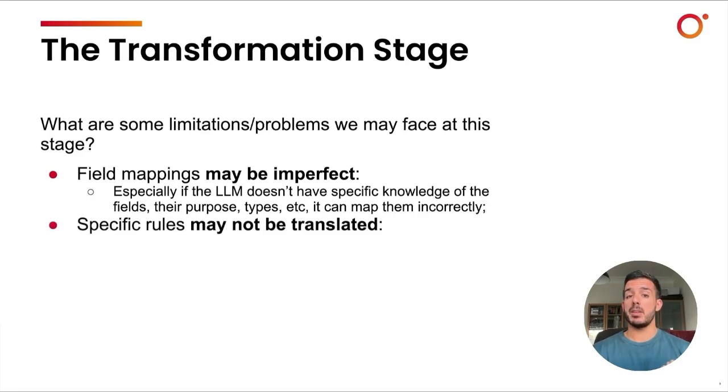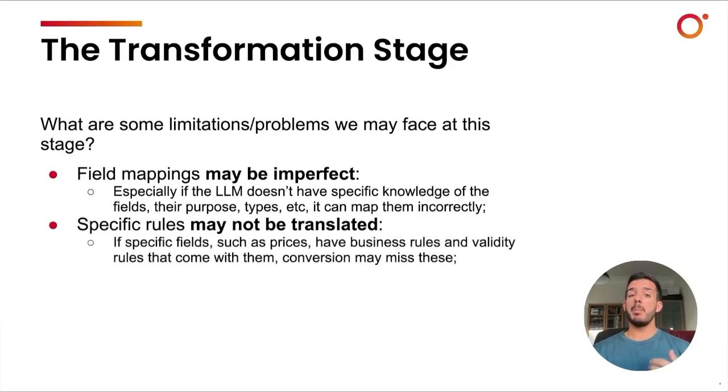Then do notice that specific rules may not be translated, right? If you have specific fields such as prices that have business rules or validity rules that come with them, if you don't include those in the specific conversion criteria, then the conversion may miss these. Or even if you have them documented, but you don't tell the LLM to take them into account during the conversion, then it's not going to convert them, right? So it is important to take this into account.